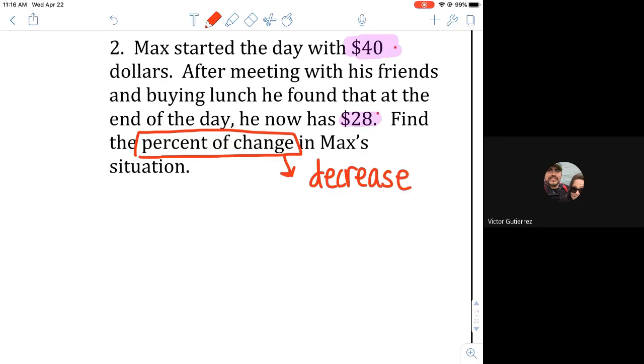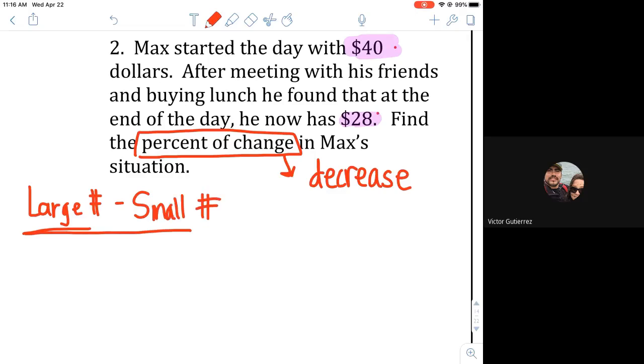And the formula for this is something like this. I'm trying to fit it all in here. Let me make this a little bit bigger. The formula for this is going to be large number minus small number divided by the original number, or original amount. I'll put original number, times 100, because remember percent is compared to 100, so we're going to multiply it by 100.